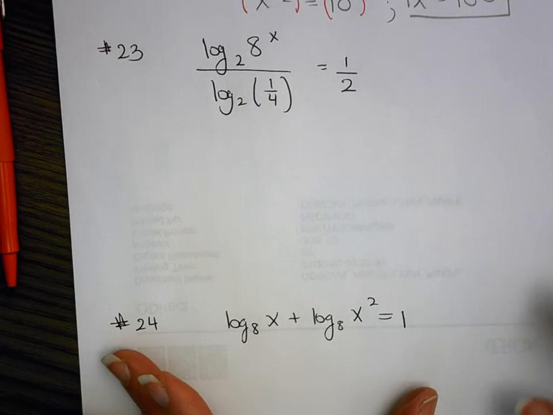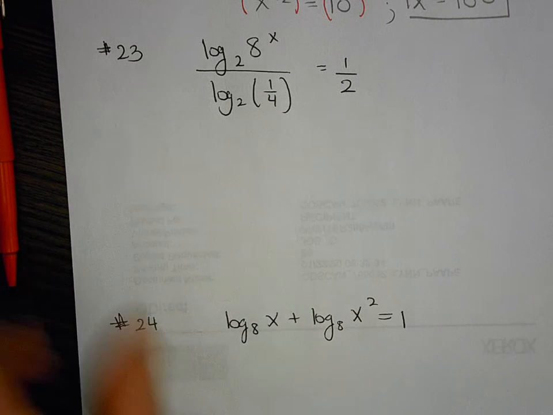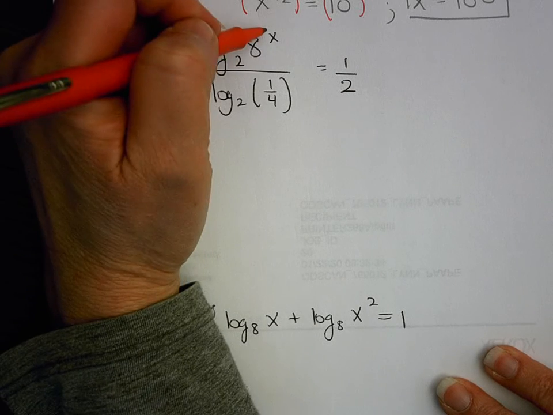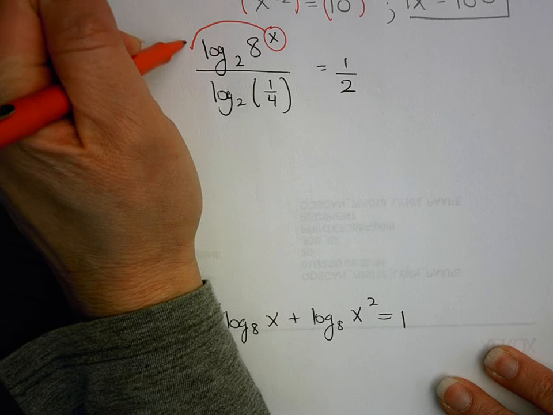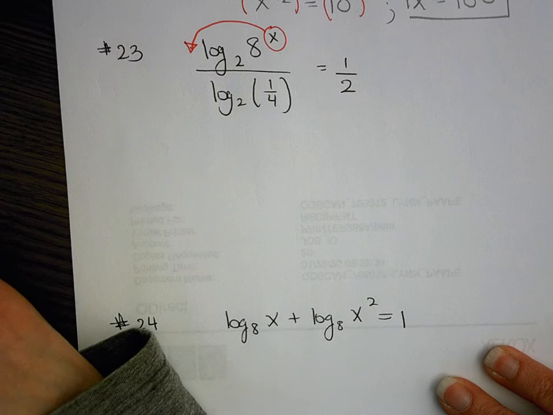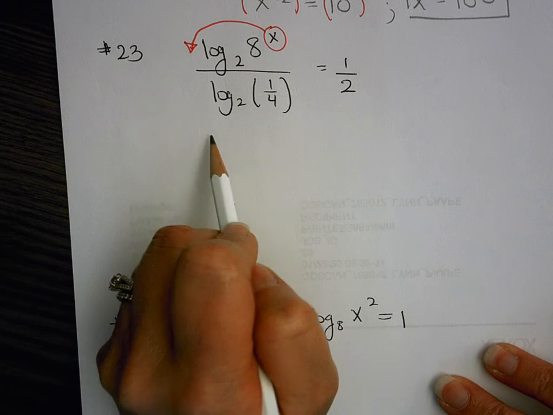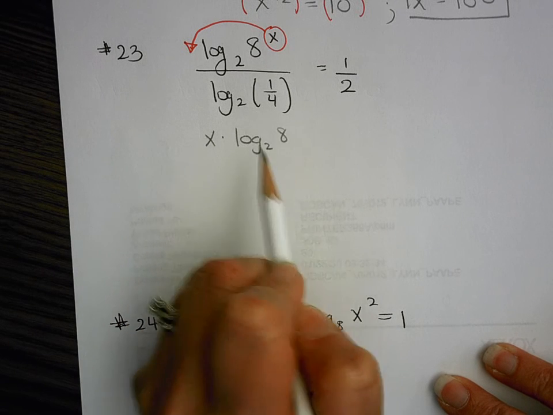Okay, and then question number 23. So again, lots of different ways to kind of attack this problem. So I'm going to do this a little bit different. So I want to solve for x. So if I want to solve for x, I don't like it up in this power. So I'm going to take that x and move it to the front, right? And I can do that because that's one of the properties of logs. So then when I do that, I will have x and then times log base 2 of 8.